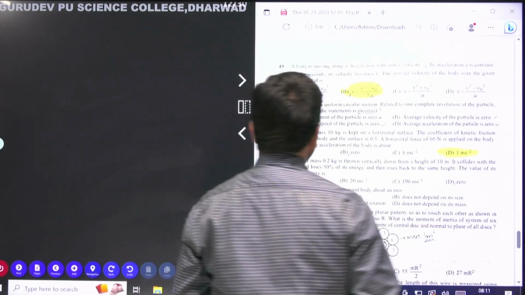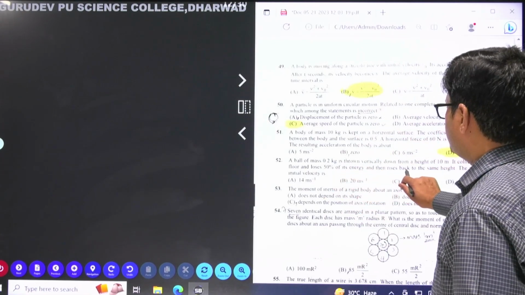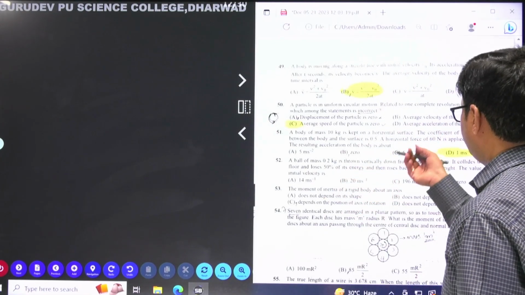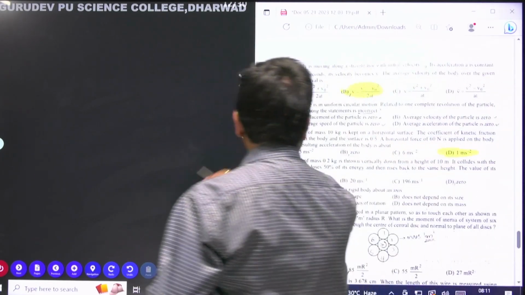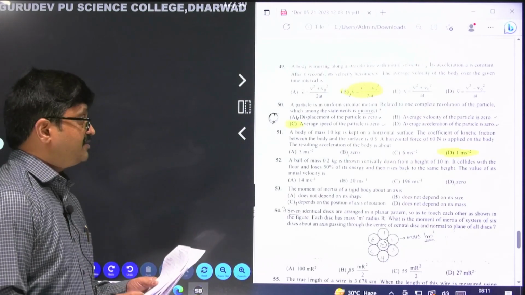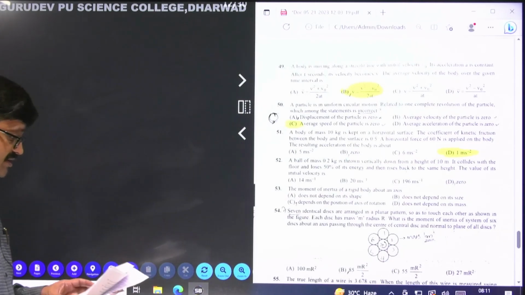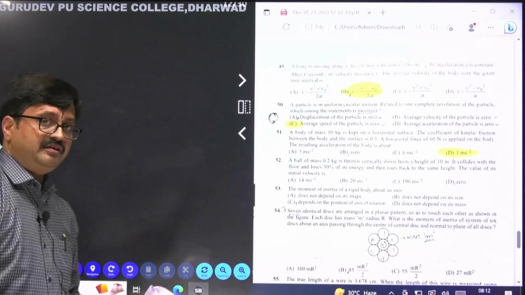Okay, now 52nd question. As you can see here, we have a ball of mass 0.2 kg is thrown vertically down from a height of 10 meter. It collides with the floor and it loses 50% of its energy and then rises back to the same height. The value of its initial velocity they are asking. Okay, now for this question, we need to solve it in two folds.